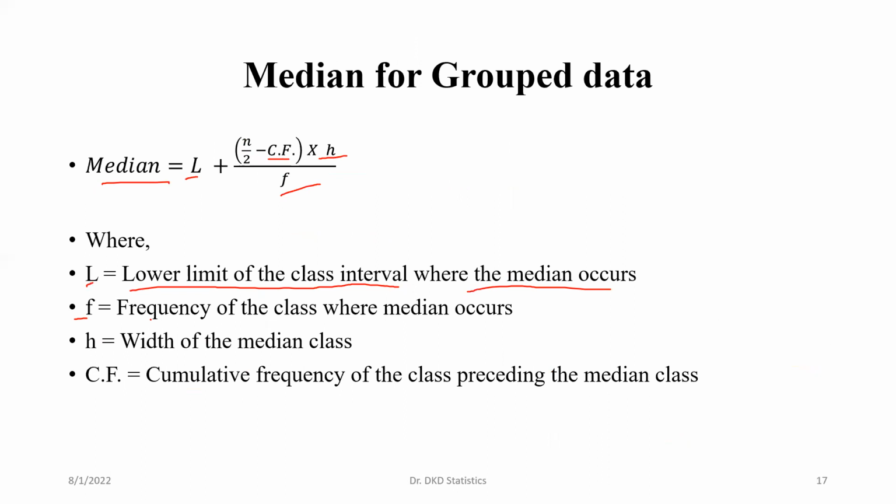F represents the frequency of the class where the median occurs, h is the width of the median class, and cf is the cumulative frequency of the class preceding the median class.